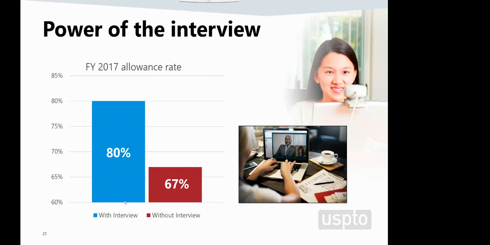But look at the power that a simple phone call or web conference with your examiner can have. Of those patent applications where you as the applicant or your attorney have taken the time to talk with the examiner to understand the rejection and to see how the examiner might recommend overcoming it, your allowance rate, your chance at getting that patent issued, jumps to 80% relative to those applications that don't have an interview on file. If you think back to the previous slide and you saw the allowance rate, you can really increase your odds of success by working with your examiner and talking with them, either yourself or through your attorney, throughout the course of prosecution.